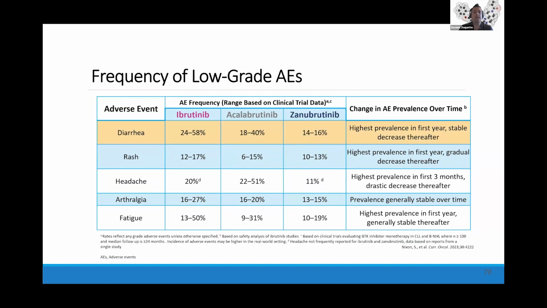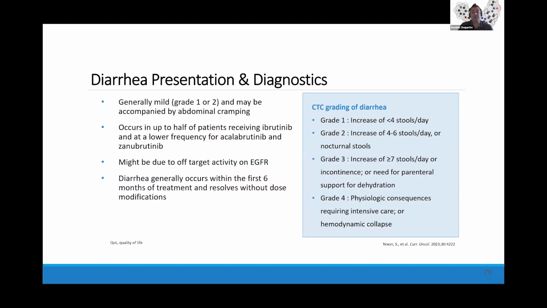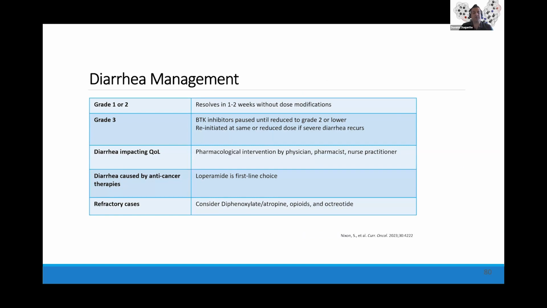So diarrhea, which tends to be a bit higher in the ibrutinib than the others. It's generally mild, so grade 1 or 2, and usually it can be resolved without dose modification, especially in the first few months. So you try to keep the patient on the same dose and on treatment, and it's usually going to subside. So there is some management if they are greater than grade 1 or 2, which usually, as I said, do not need dose modifications.